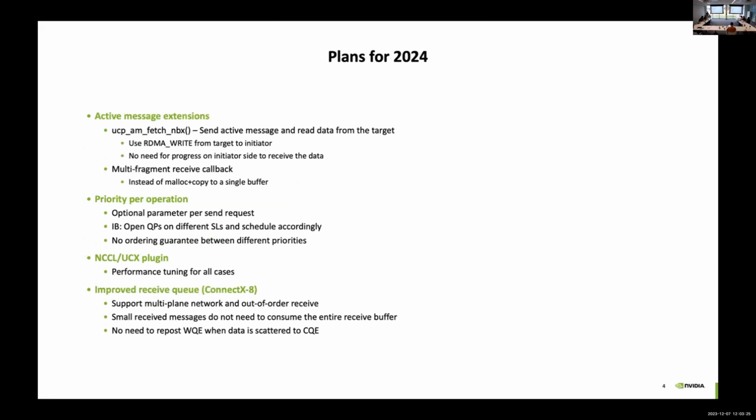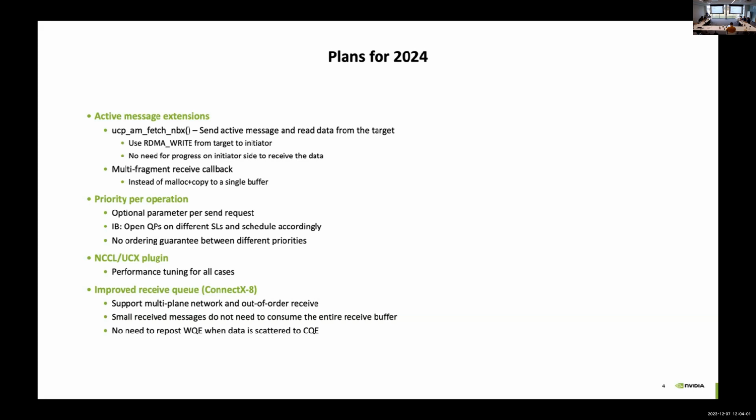So for next year, we plan to have extensions for active messages. The most important one is going to be a fetch API. It means that instead of pushing data from the initiator to the target, we're going to send some small header, and then the target would be able to send data back to the initiator. There are a few motivations for doing this. For example, for storage applications, when we want to read some data, we would have fewer round trips this way. No need to have another synchronization.